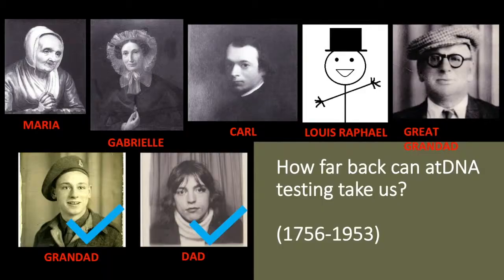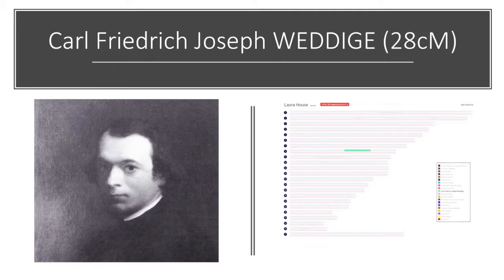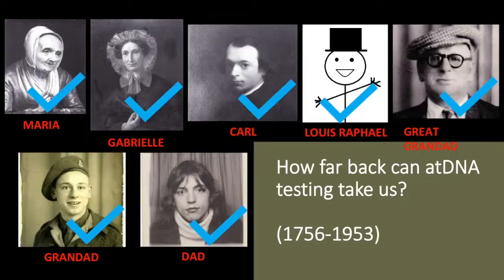So we're feeling good about me being related to my granddad now. That's great. And my great-granddad. And Louis Raphael. And Carl. And Gabriella. So we've gone back that far. And Gabriella was born at home, and it's very unlikely that there was any sort of baby swap incident. So we're feeling pretty good about Maria too. But I would like to have additional data that demonstrates that I inherited DNA from Maria as well, ideally. So we've been able to go back all the way to 1756. We've been able to verify that entire lineage all the way back to 1756 using autosomal DNA.